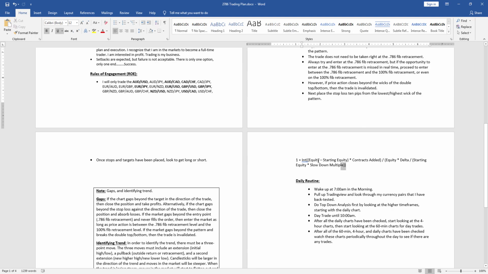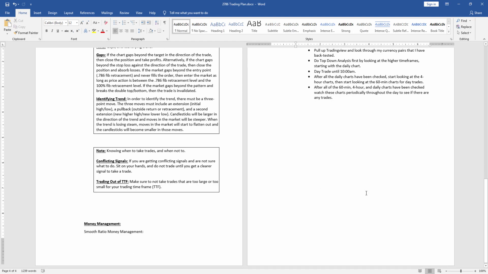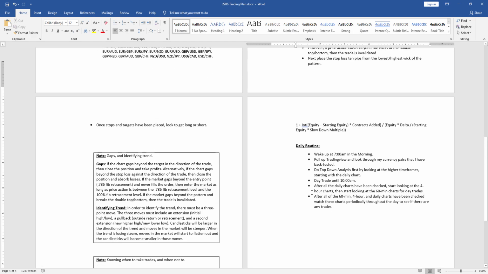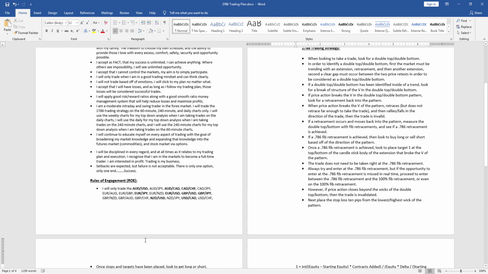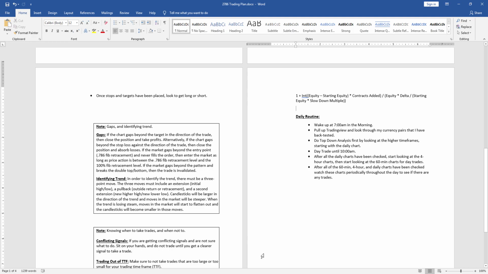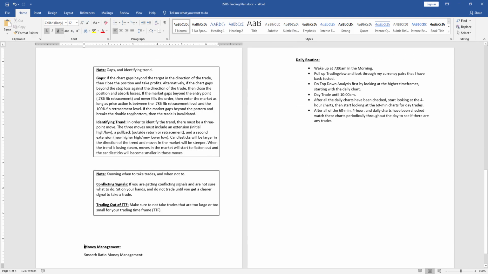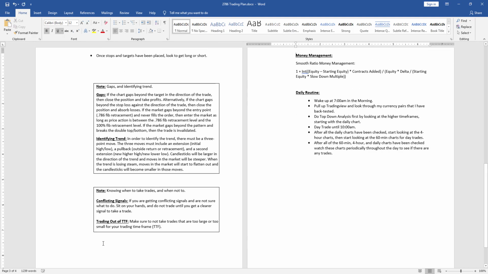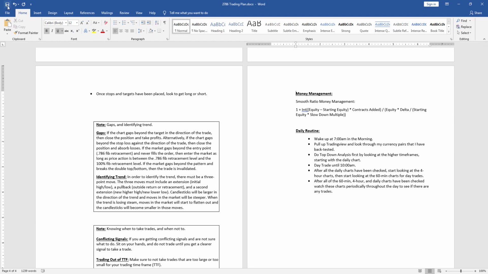Oh, this right here is the formula to the smooth ratio money management technique. When you do actually get into a successful strategy and you find that edge in the market where you are consistently profitable, what really makes or breaks you is this. It is money management. How do you manage your money? When do you increase your position size? When do you decrease? Okay?